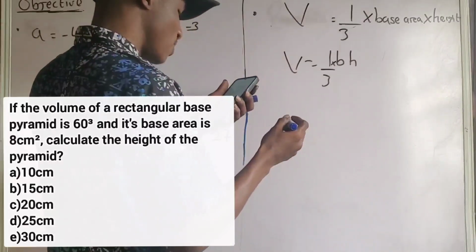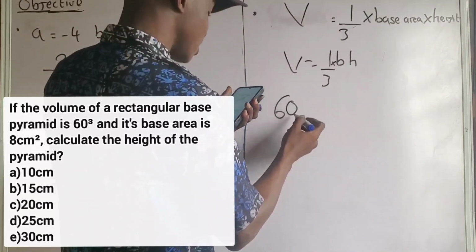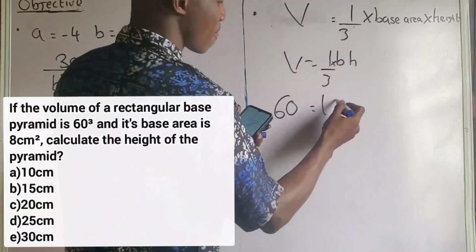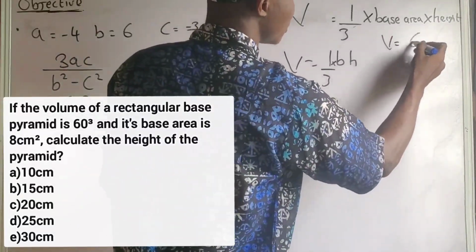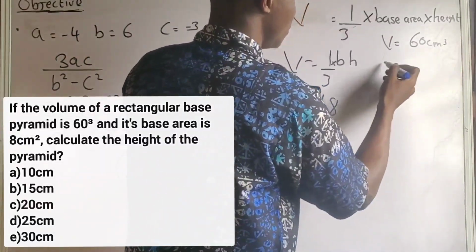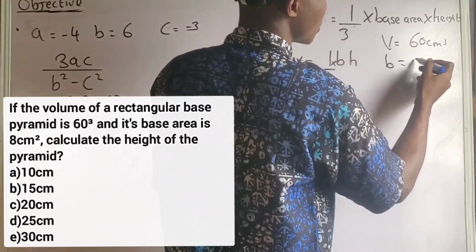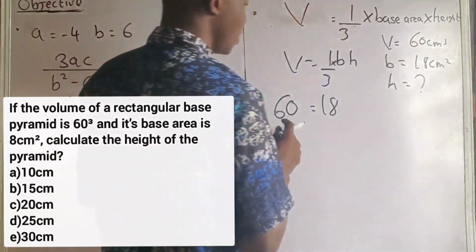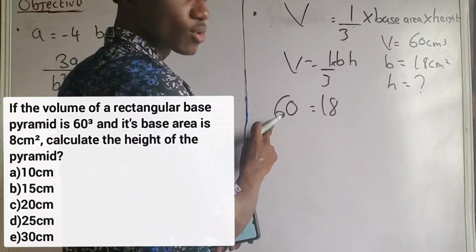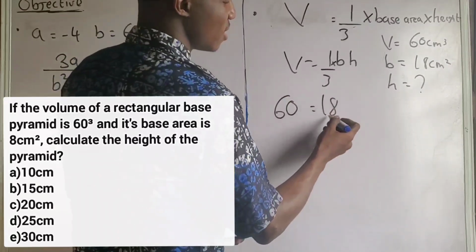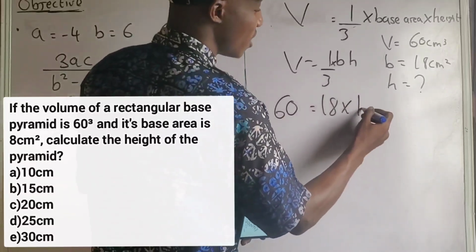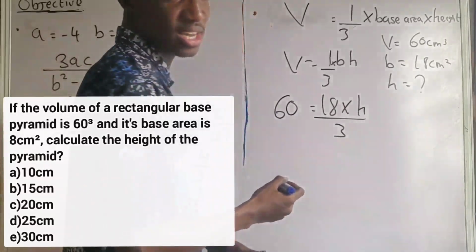So, the volume has been given as 60 centimeter cube, and the base area has been given as 18 centimeter squared. We are looking for the height. So, volume, which is 60, equals 18 multiplied by the height, which is what you are looking for, all over 3. Do you understand?